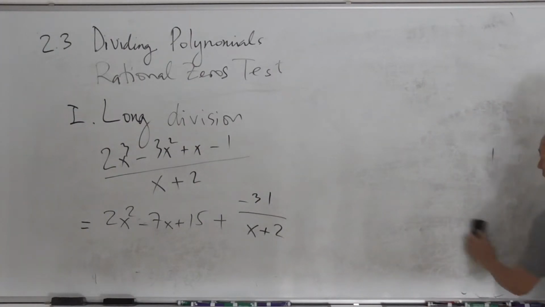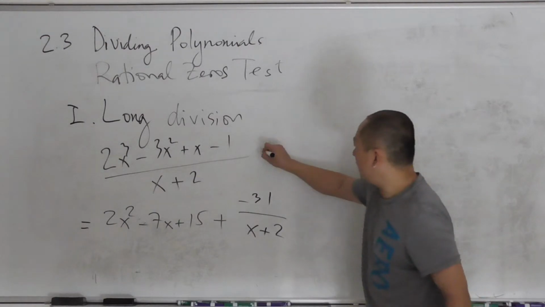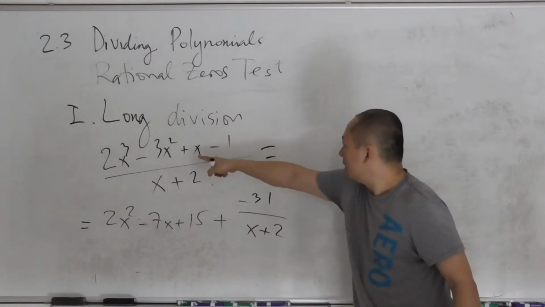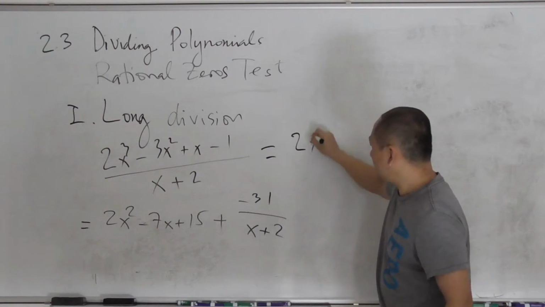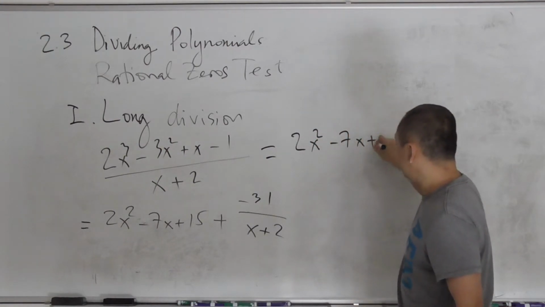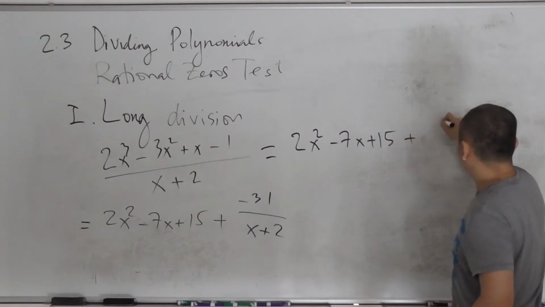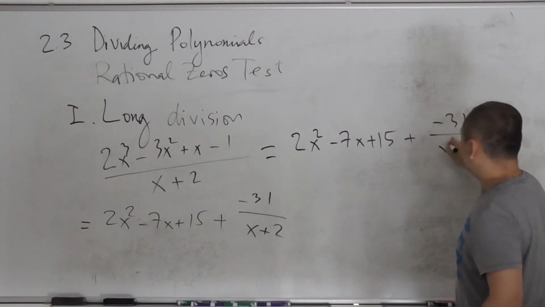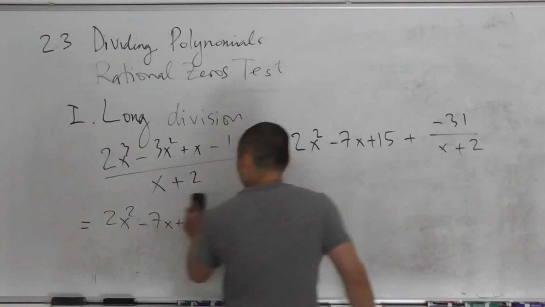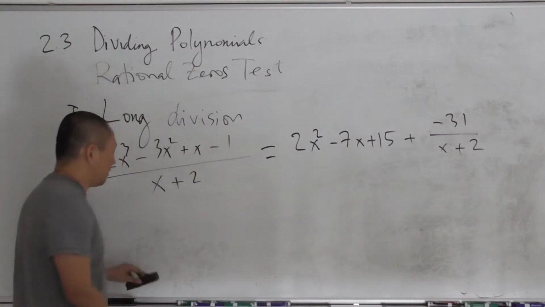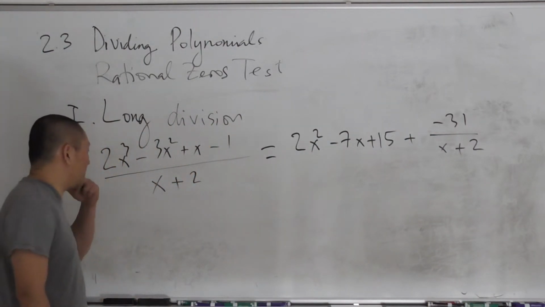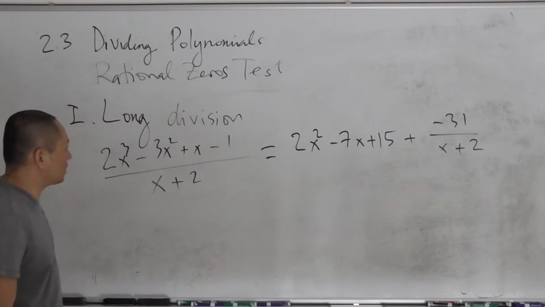Alright, let me write in one line, make it easier for you guys to see. Right this way: equal to 2x squared minus 7x plus 15, and then plus negative 31 over x plus 2. Okay. Now, instead of writing the fraction, people have another way to write it. What if we multiply both sides by x plus 2?